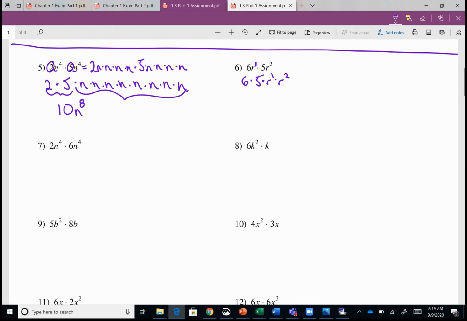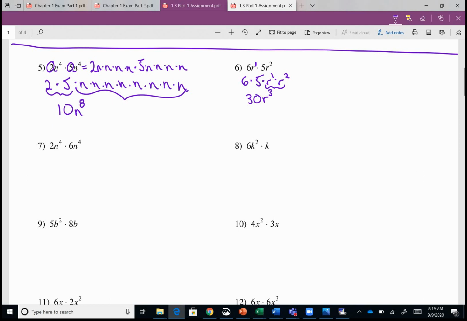6 times 5 gives me 30. I have r to the first times r to the second. I keep the base, and I add the exponents.